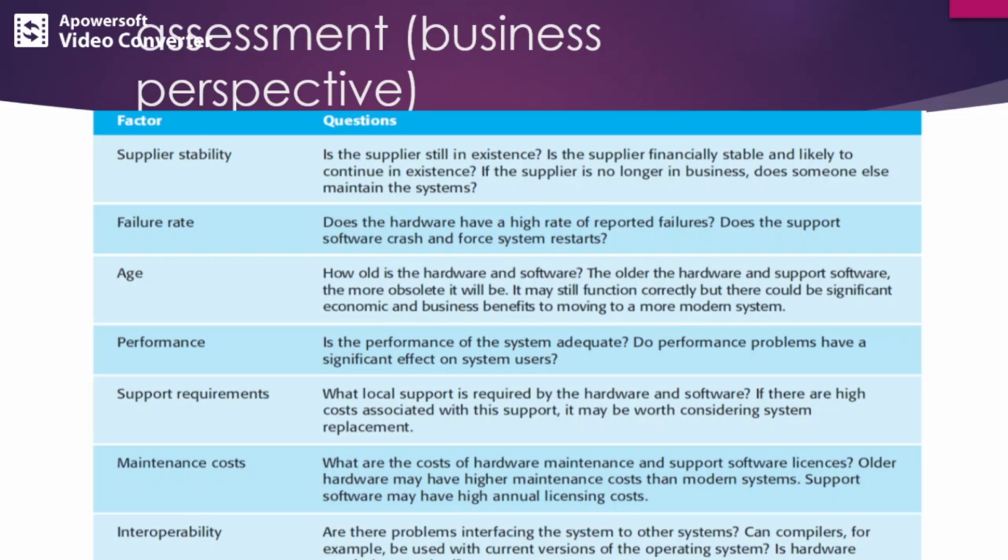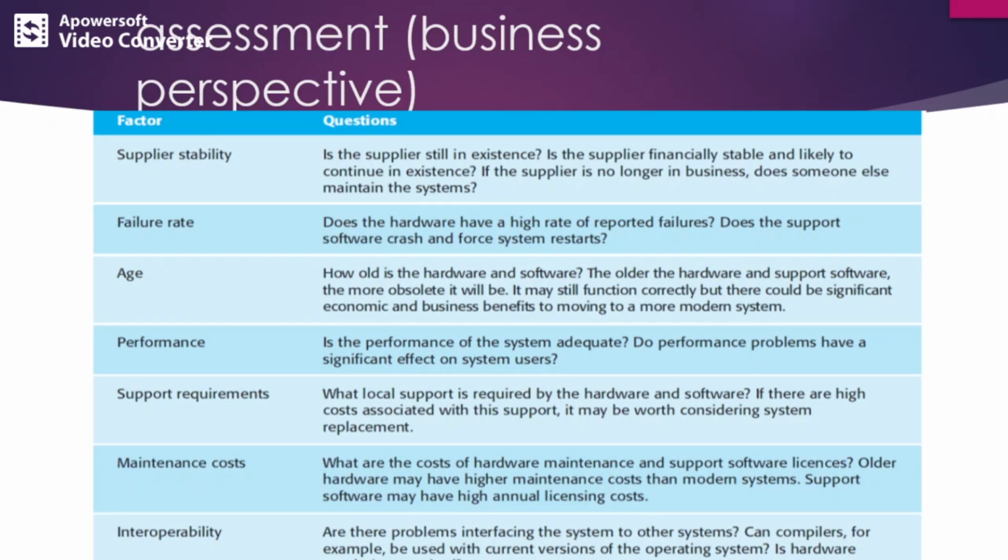Let us see the factors used in environment assessment. In bracket it is given as business perspective. So what are the factors used in environment assessment? We are seeing the business perspective point. The factor one is supplier stability. Now, you need to maintain your legacy system. To maintain it, you need the raw materials or the resources. It is the supplier who provides it, isn't it?